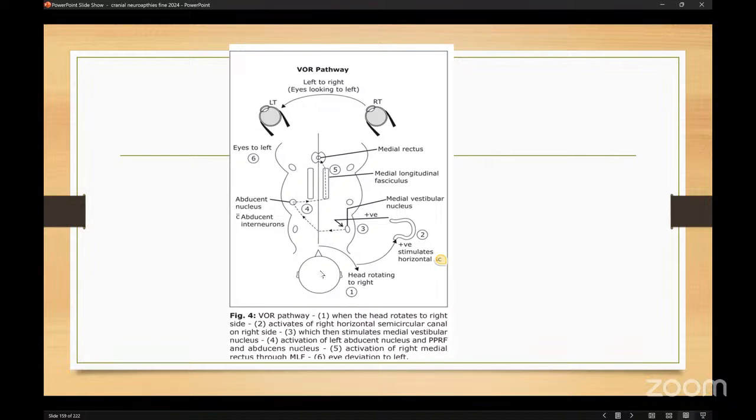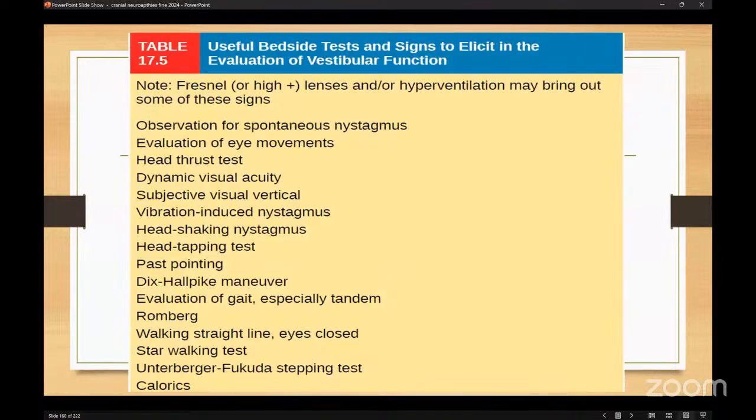Okay, it is very easy to remember. Head turning to the right side, activation of the ipsilateral horizontal semicircular canal, activating the medial vestibular nucleus, activating the opposite-sided lateral rectus, so the eye starts looking to the other side. Also activating the ipsilateral medial rectus through the MLF, and both eyes moving to the left side. This VOR pathway is very important.